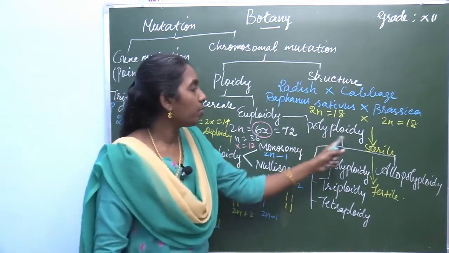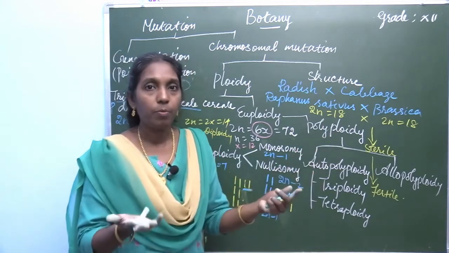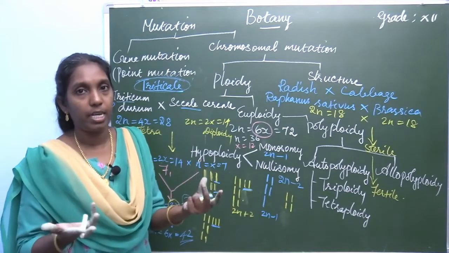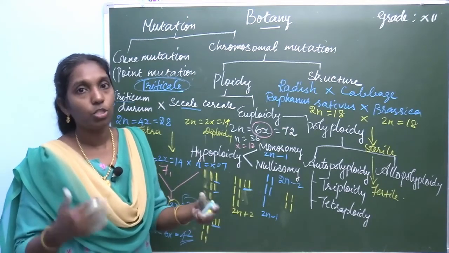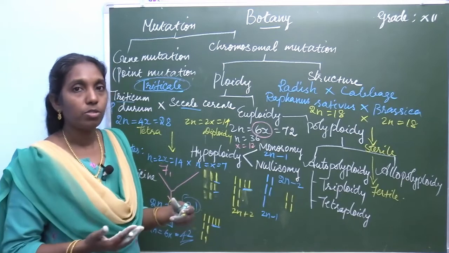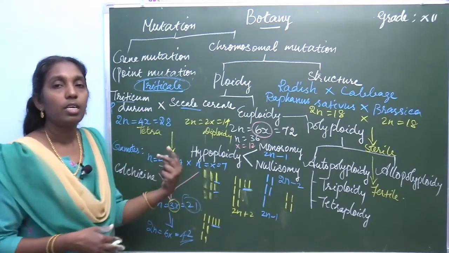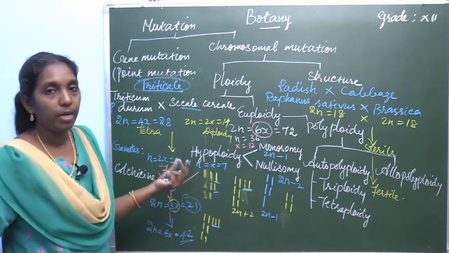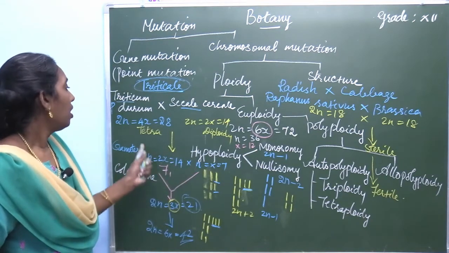These all are examples of polyploidy. In polyploidy, the number of chromosomes can be increased. Poly means many. More than 2 sets of chromosomes, 2 or 3 more sets of chromosomes can be increased. So here it is induced by doubling the chromosome number by colchicine treatment.